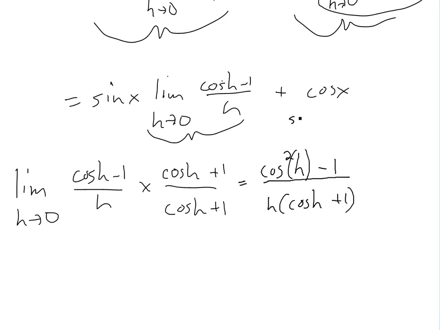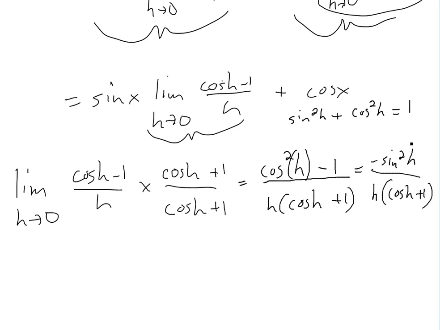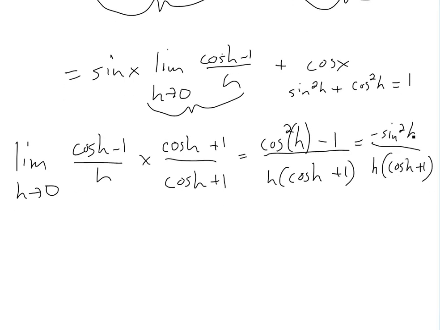Now we know from my other video, you can see the proof on it, that sine squared h plus cos squared h is going to equal 1. This is just the identity, a really important one. So if we use this, we just rearrange it. We'll put the negative here and put this over the other side. We'll get negative sine squared h over h cos h plus 1. So now we have this negative sine squared h there.